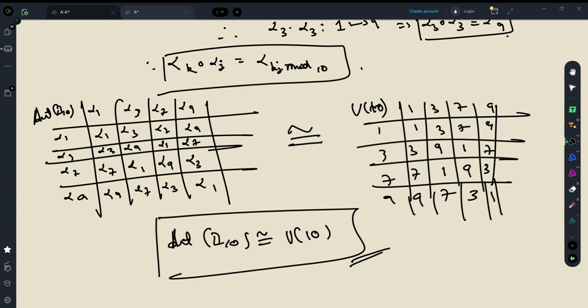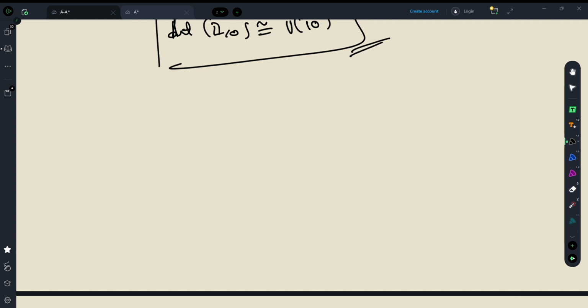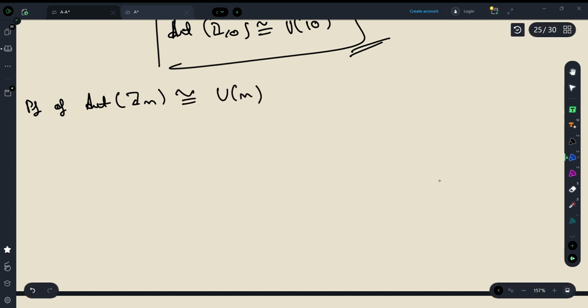Hence, the automorphisms of Z10 is isomorphic to U10. So this observation is what we actually need to generalize. And I guess you have already understood what map we should take to establish this generalization. So, the proof of the automorphisms of Zn being isomorphic to Un.